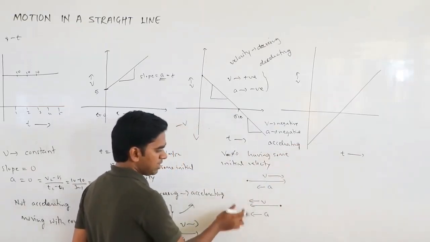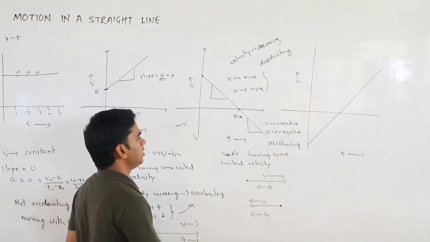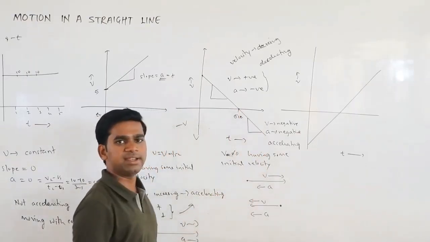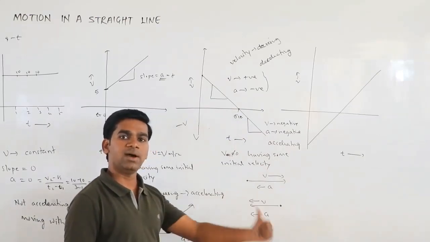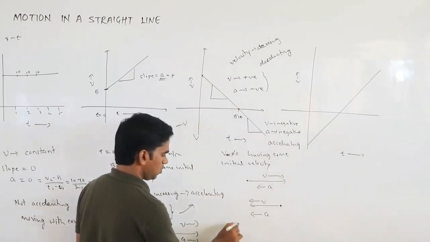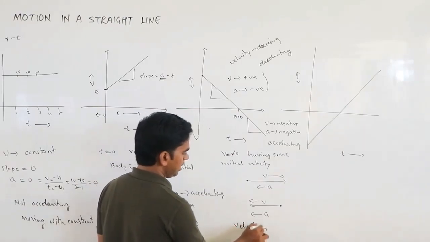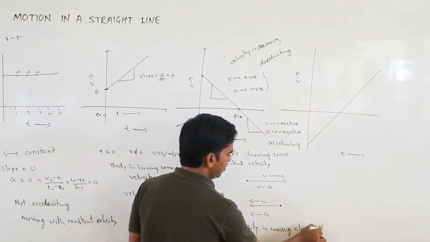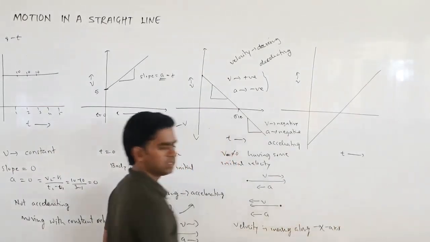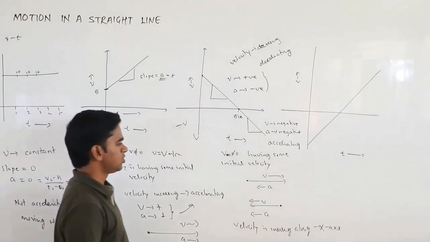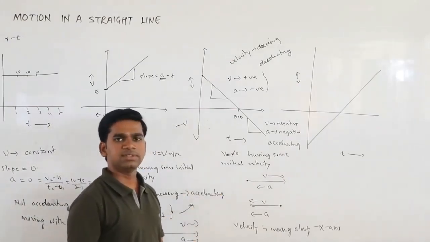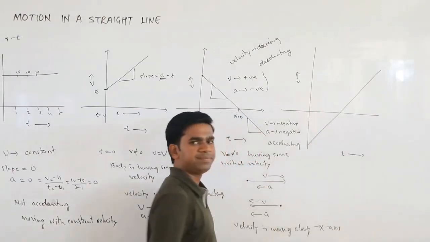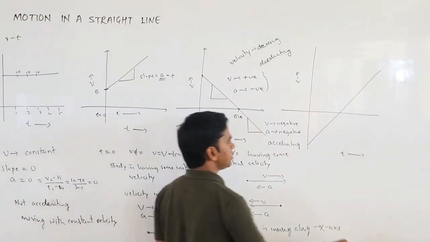Okay, so because both are in the same direction, you are just accelerating. So that is why, after 5 seconds, the body is accelerating, meaning velocity is increasing, but along the negative x-axis. Okay, so you try to analyze yourself, you will understand.